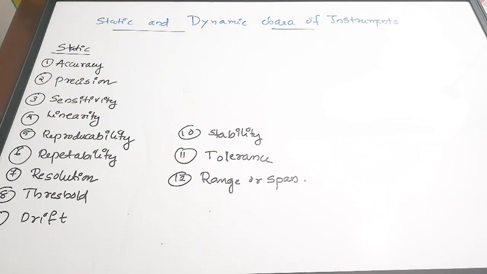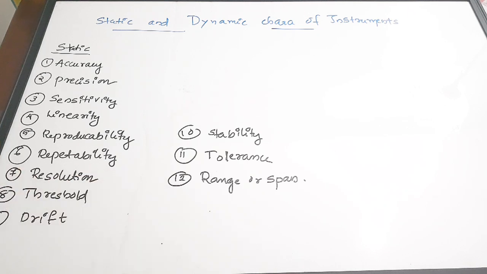So in today's video, we are going to discuss the static and dynamic characteristics of instruments. We have already done a video on the categories or types of instruments which we use in the electronic instruments and measurements subject. And today we'll be discussing the static and dynamic characteristics of these instruments. First, we are going to see the static characteristics.